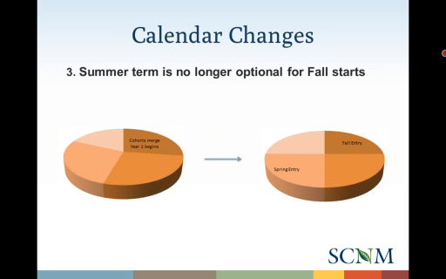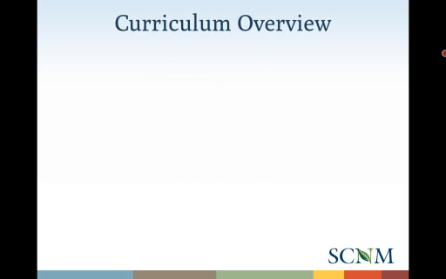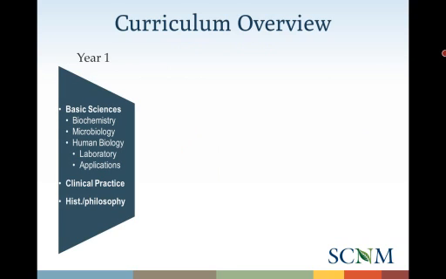Okay. So let's move back to here. Let's look at a little more detail of what the curriculum is. So there are 3 major classes that run through year 1. So we have the basic sciences, and I'll explain those in a little detail in a moment. Then we have a clinical practice series of courses, and then we have our history and philosophy series of courses. So these 3 tracks run through the first year.